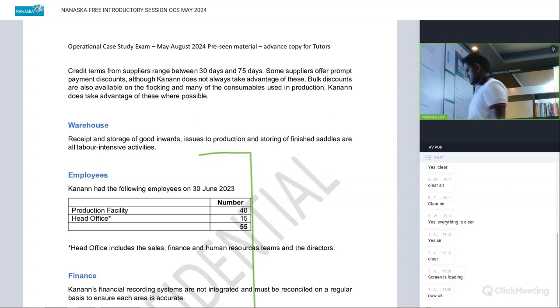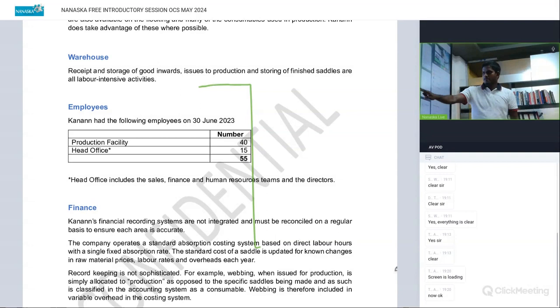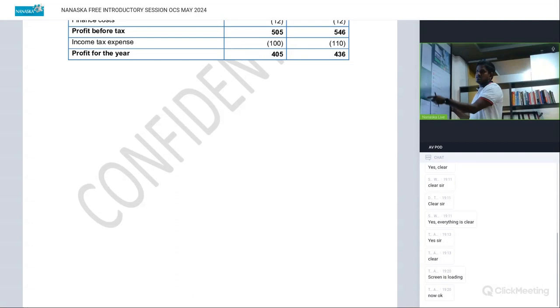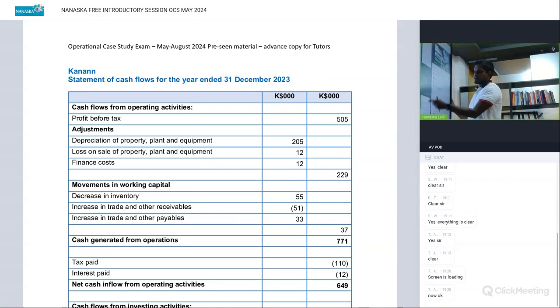So obviously, on the exam day, the examiner might ask, we are using a traditional costing system, what are the flaws? What are the options we have to switch in terms of costing system? You've got to know about marginal costing, you've got to know about absorption costing, right? Then you have the financials, income statement, the statement of financial position, and the cash flow, and a few budgetary numbers.